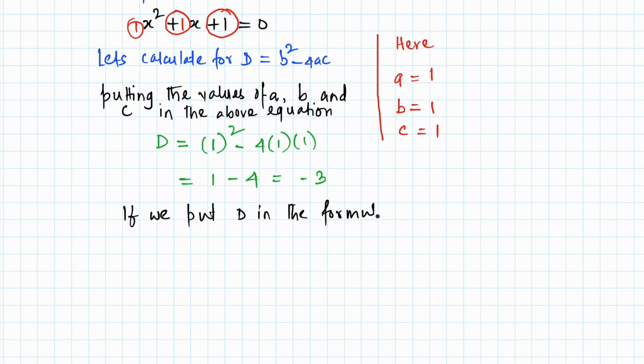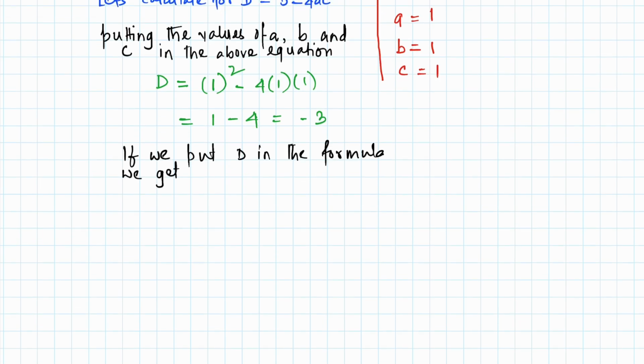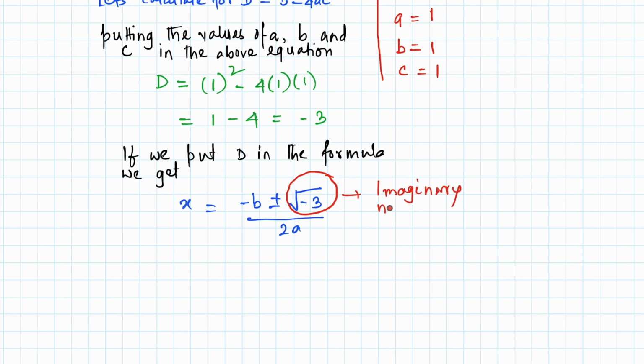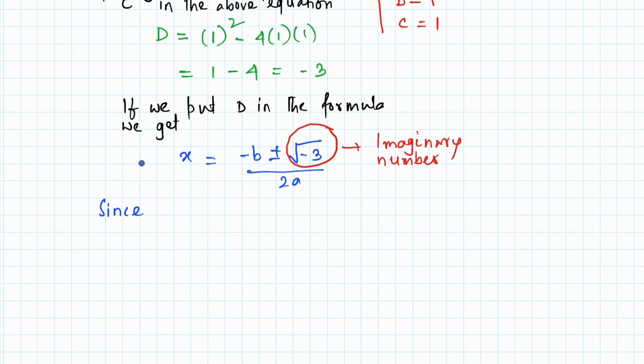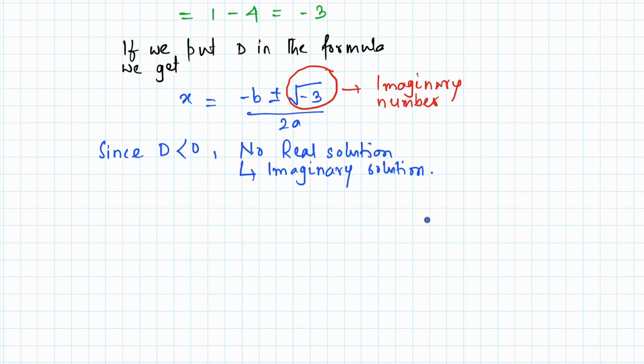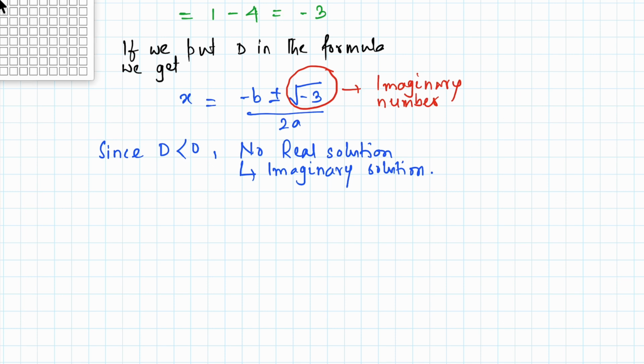So if we put d in the formula, we get x equal to minus b plus minus root over minus 3 by 2a. This minus 3 under the root is the imaginary number, so this is not a real number. Since d is less than 0, there is no real solution, and the roots are imaginary, or imaginary solutions.